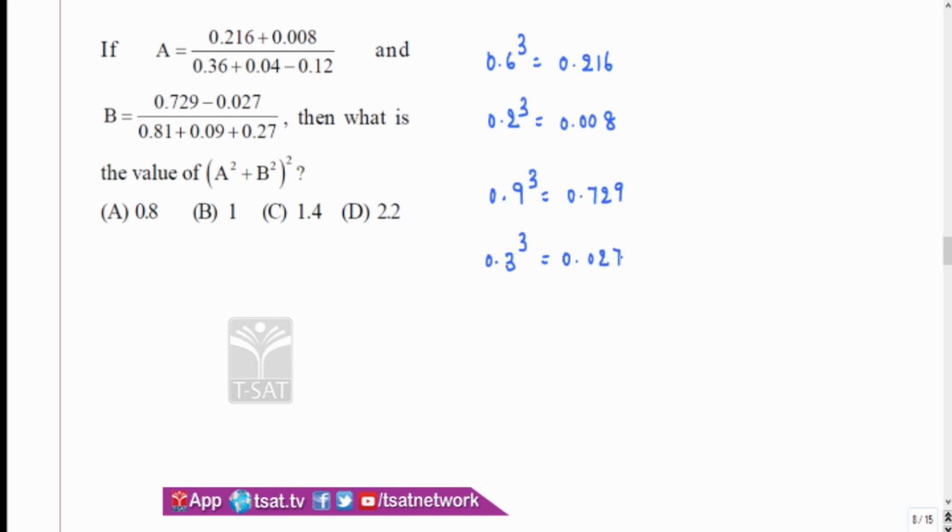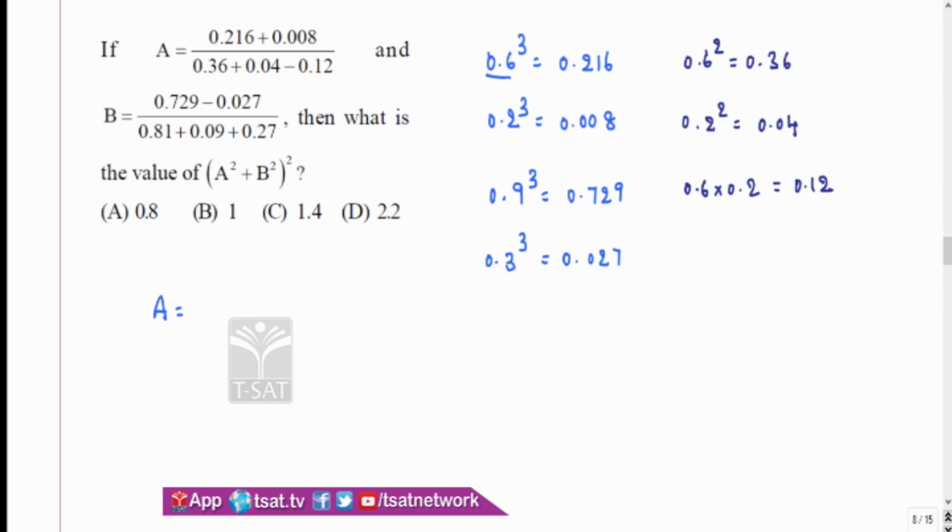Now it is in the formula. If you look at A, it is in the form a cube plus b cube, and in the denominator, this is 0.6 square, and 0.2 square. AB is 0.6 into 0.2, that's 0.12. We all know a cube plus b cube by a square plus b square minus AB is equal to a plus b. Therefore, your capital A becomes A plus B.